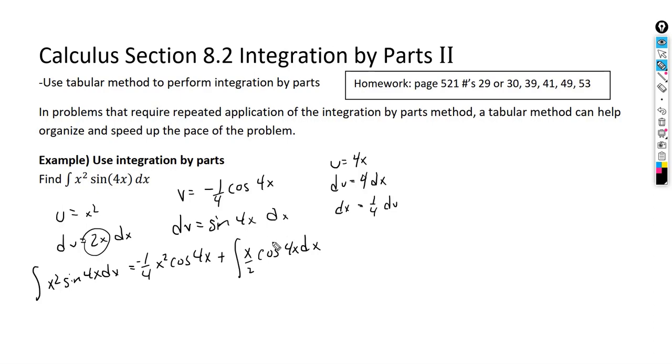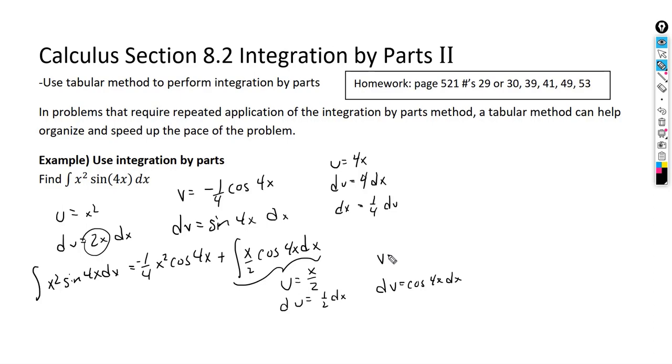Then if I look at this x over 2 cosine of 4x dx, we can see that this doesn't play nice either. I can't really integrate that nicely. So I'm going to make that also a u, v, du, dv. So u, again my polynomial, is x over 2. My du is going to be just 1/2 dx. My dv is what's left, so that's cosine of 4x dx.